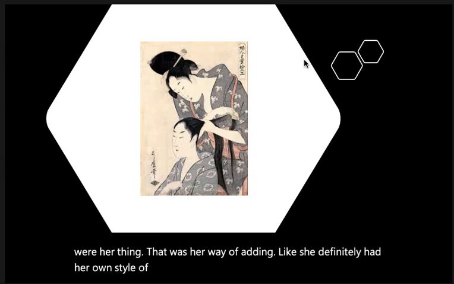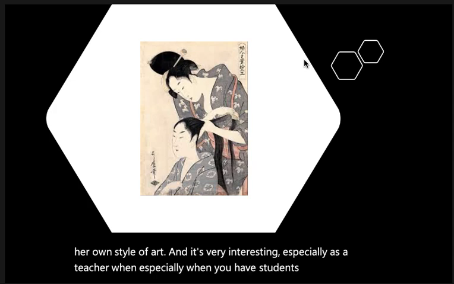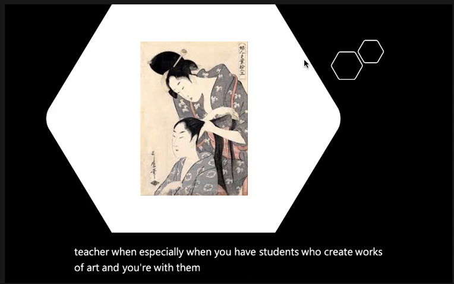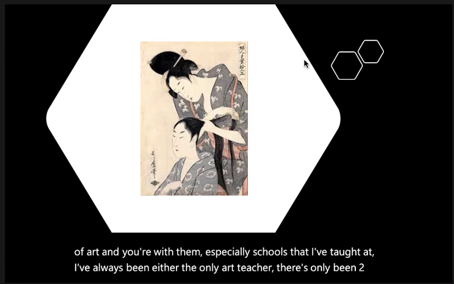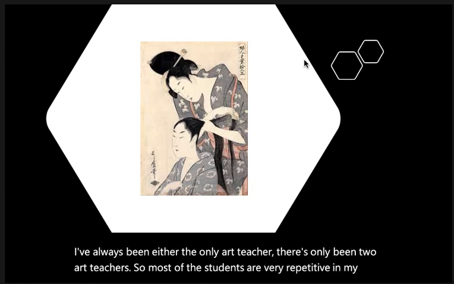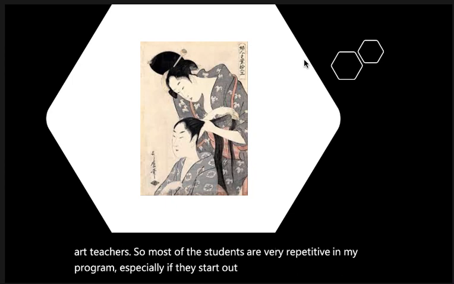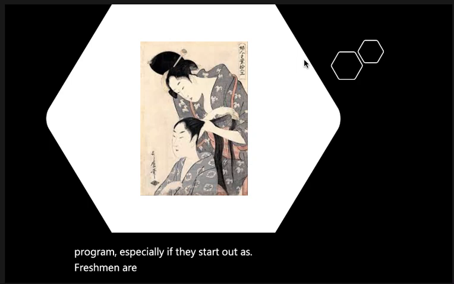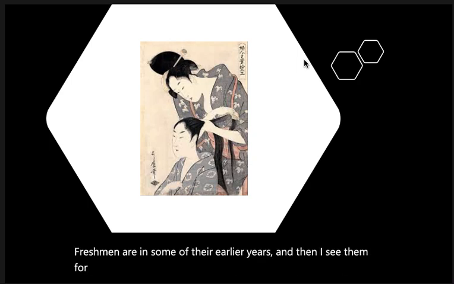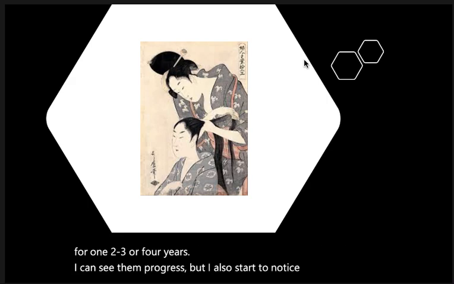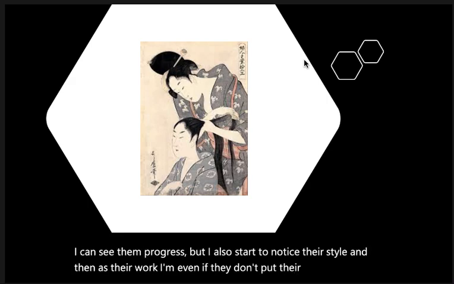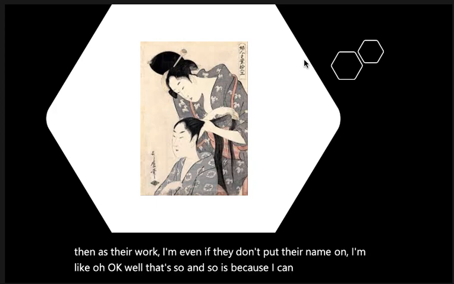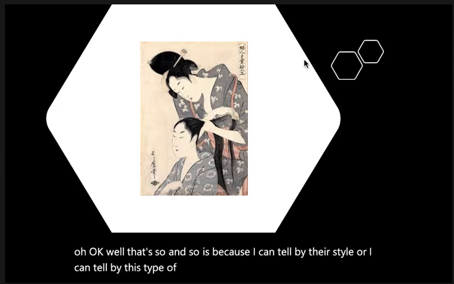And it's very interesting, especially as a teacher, especially when you have students who create works of art, and especially at the schools that I've taught at. I've always been either the only art teacher, or there's only been 2 art teachers, so most of the students are very repetitive in my program, especially if they start out as freshmen or in some of their earlier years, and then I see them for 1, 2, 3, or 4 years. I can see them progress, but I also start to notice their style. And then even if they don't put their name on their work, I'm like, oh, okay, well, that's so and so's, because I can tell by their style, or I can tell by this type of signature marking that they put on it.